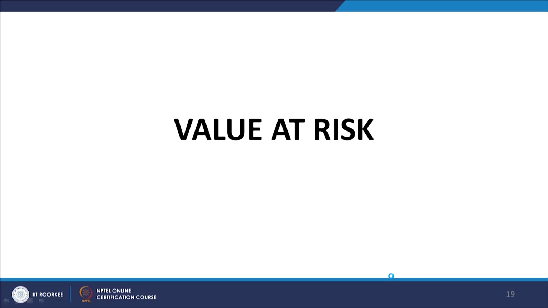Now, we come to a new topic. We have been talking about risk more or less throughout this course, and whenever we talk about risk, we talk about fluctuations, and when we talk about fluctuations, the immediate reaction is standard deviation, which is by and large what we have been following as a measure of risk.